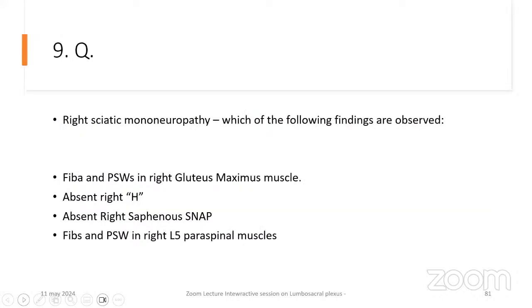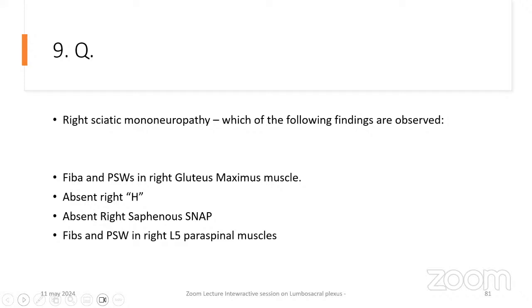Okay, right. Sciatic mononeuropathy. Which of the following findings are observed? Fibs and positive sharp waves in the right gluteus maximus muscle. Absent right H reflex. Absent right saphenous snap. Fibs and positive sharp waves in the right L5 paraspinal muscle. Absent right H reflex. Why is it not the right saphenous snap? Saphenous will be supplied by the femoral nerve. It's a terminal branch of the femoral nerve.